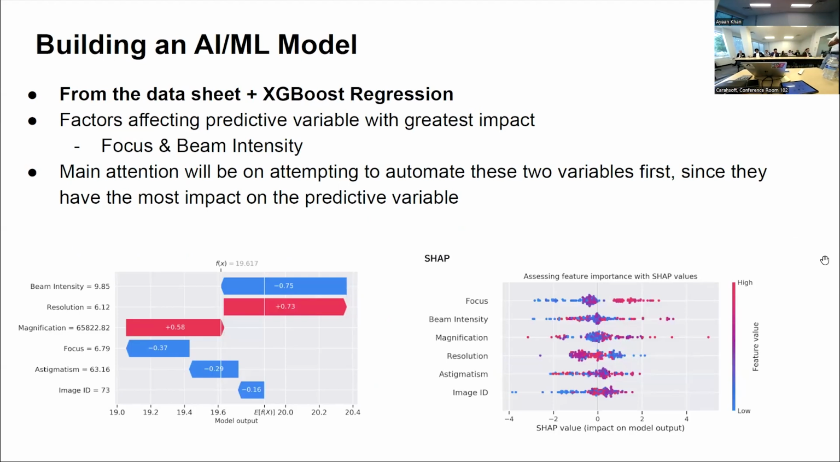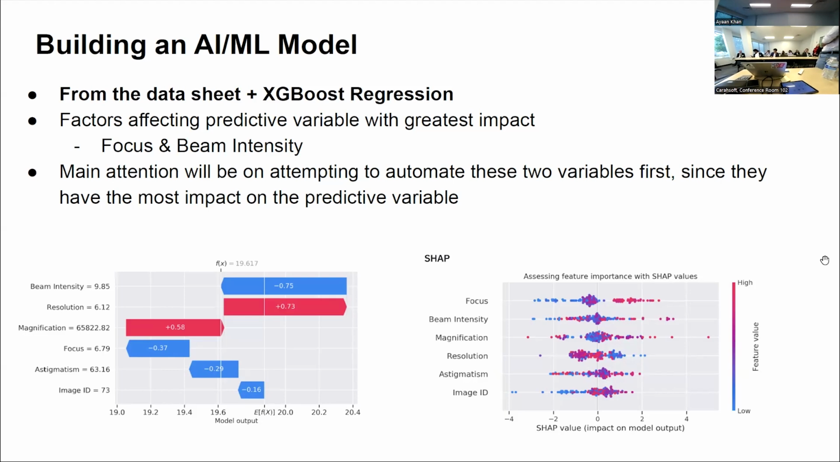Now, from the datasheet plus the XGBoost regression model, we found that the factors affecting the predictive variable are ranked as shown in the chart on the right-hand side. Focus has the greatest impact, then the beam intensity, then the magnification, then the resolution, and finally the astigmatism.